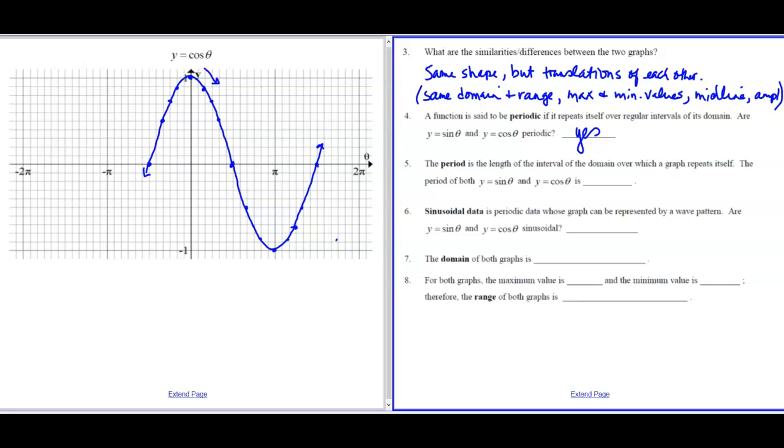As I just mentioned, the period is the length of that cycle, that interval that does repeat. And so that's going to be 2 pi, or 360 degrees. Midline, amplitude.